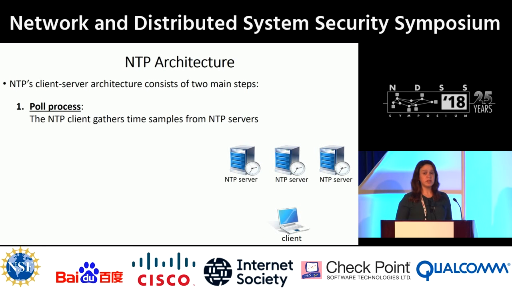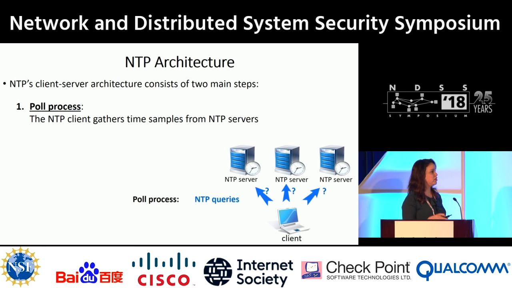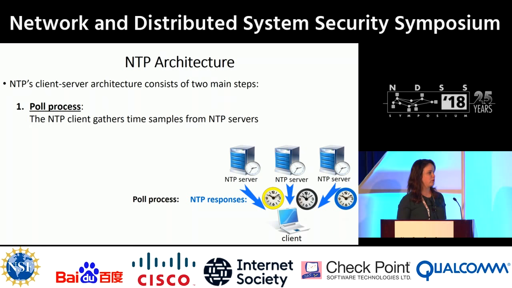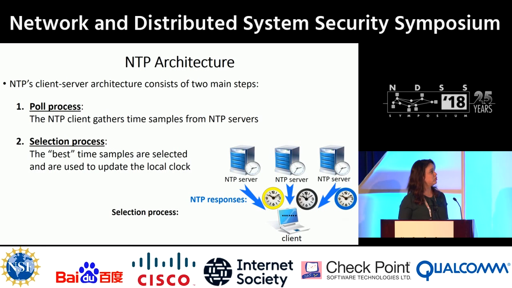In a nutshell, NTP is a client-server architecture. It consists of two main steps: the poll process and the selection process. In the poll process, the NTP client gathers time samples from different NTP servers. For instance, if we have 3 NTP servers and 1 client, the client sends NTP queries and gets NTP responses. In the selection process, the client chooses the best time samples and updates its clock accordingly.